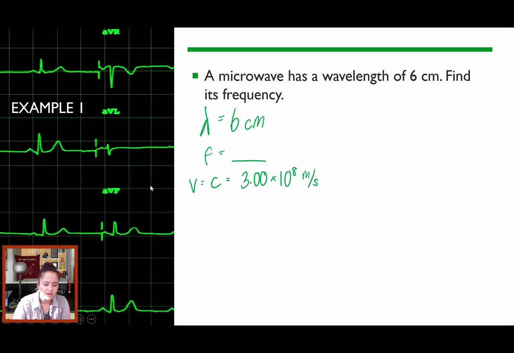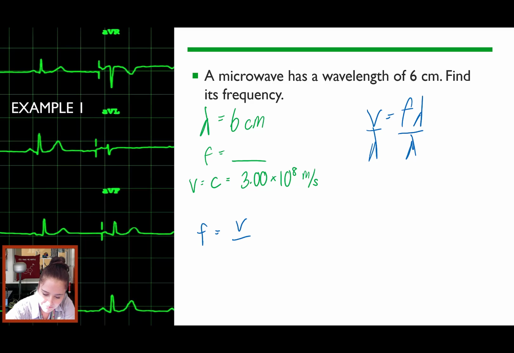So what equation are we going to use? Well, we have v. We have wavelength, and we're looking for frequency. So that's only one unknown in v equals frequency times wavelength. The speed of a wave equals its wavelength times its frequency. So if I'm solving for f here, I would divide both sides by the wavelength. Then my equation becomes that the frequency equals the velocity divided by the wavelength.